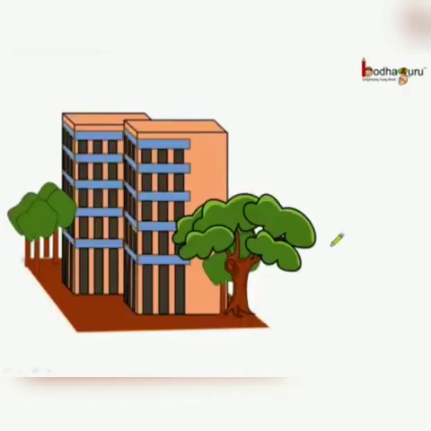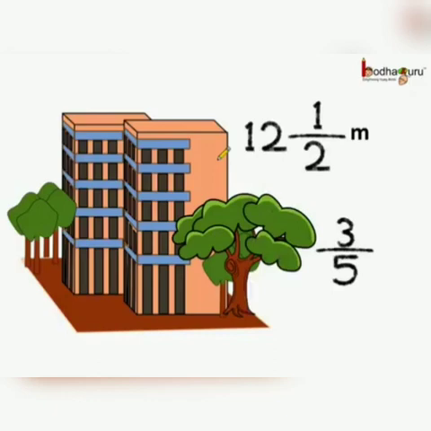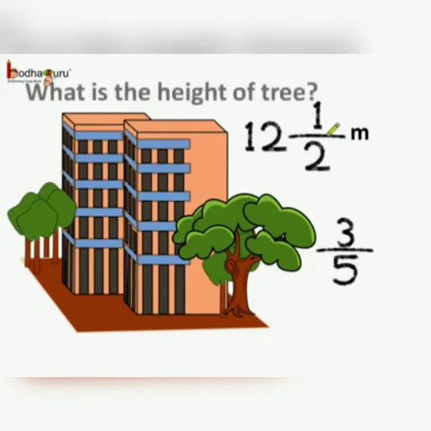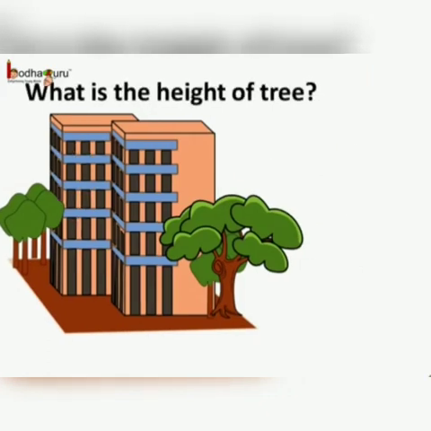Now let us take another example. There is a tree near this tall building, and the height of the tree is 3/5 the height of the tall building. And what is the height of the tall building? It is equal to 12.5 meters. So can we find the height of the tree? So what is the height of the tree?